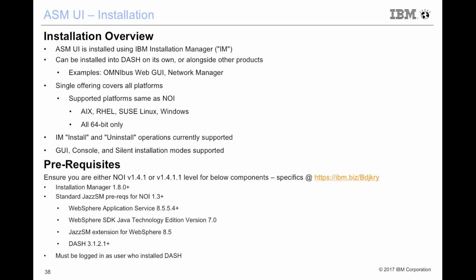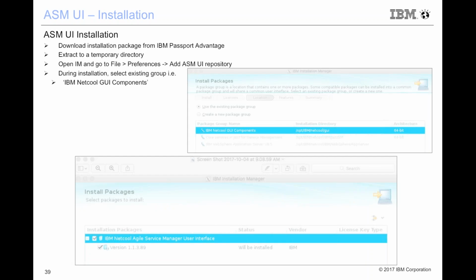And the prereq is nothing but NI fabric except the TCR. You don't need to have anything else. But we advise that you stick to specific NI version so that you are on that particular level with other components and you are compatible so that you don't run into any known issues. So either you be at 1.4.1 NI or 1.4.1.1 for the underlying components. The installation drill is same using installation manager. You download the package, add the repository, and then add into the IBM Netcool GUI components.